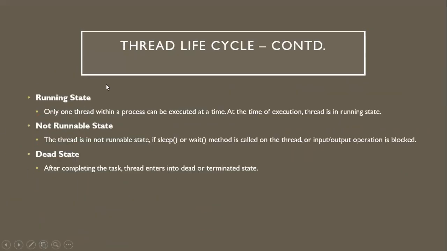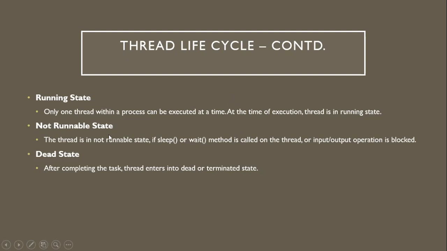So it follows. So basically, running state is what? Only one thread within a process can be executed at a time. At the time of execution, thread is in running state. That is a very important sentence. Only one thread within a process can be executed at a time. Okay. At the time of execution, thread is in running state.